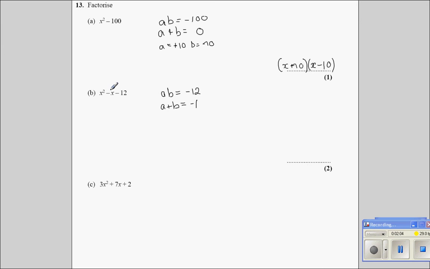These two numbers are minus 4 and plus 3.